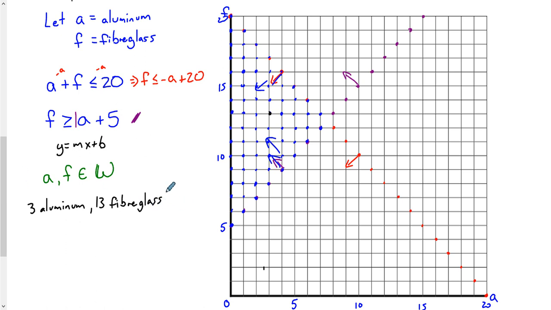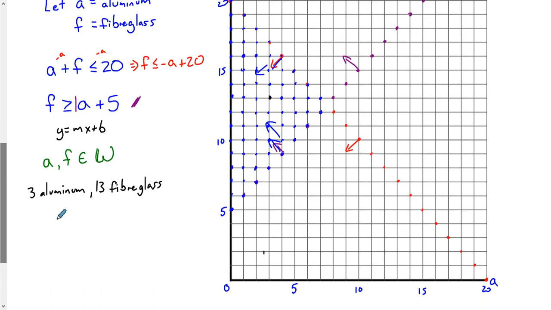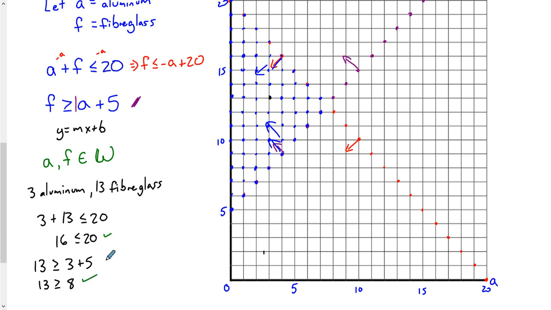Oh, 2 S's in fiberglass. Why? Because we're going to check. 3 plus 13 is for sure less than or equal to 20, because that's 16. And our fiberglass boats is 13. It's for sure greater than or equal to 3 plus 5. So those all work. That's one possible solution. Obviously, you can tell that there's multiple possible solutions. And there's our first example.